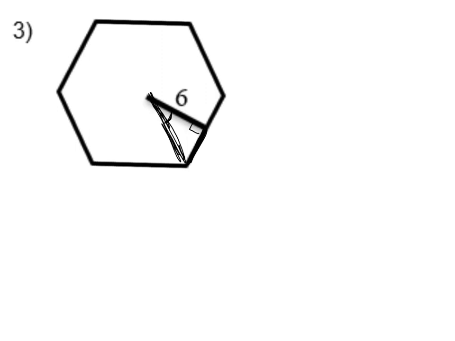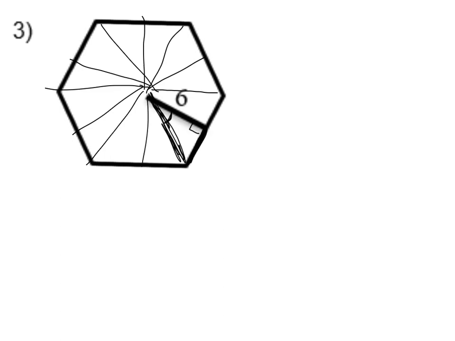So to do that, I'm going to think about how many of these right triangles I could make in a hexagon. And basically, the answer is going to be the number of sides times 2. So, since there's 6 sides, I can make 12 right triangles. And I know that all of the angles of these right triangles should add up to 360 because they create a circle. So, 360 divided by 12, in this case, is going to give me 30 degrees.